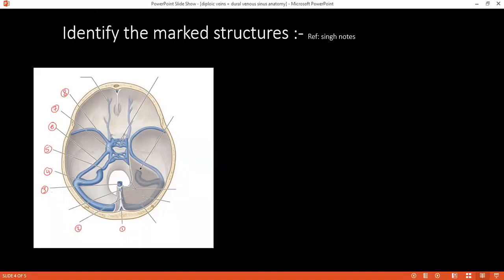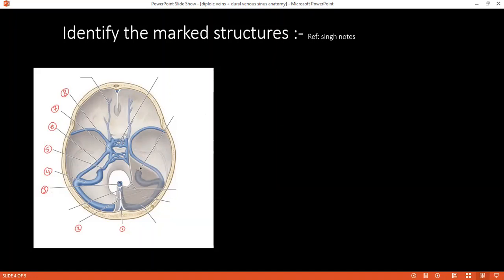Then, would you be able to identify here in the image that you're looking at? Can you tell what is one? Yes, ma'am. One is the confluence of sinuses. Okay. Two, please. Two is straight sinus. Then three is the superior sagittal sinus. And four is sigmoid sinus. Five is inferior petrosal sinus. Six is superior petrosal sinus. Seven is cavernous sinus. And eight is sphenoparietal sinus.